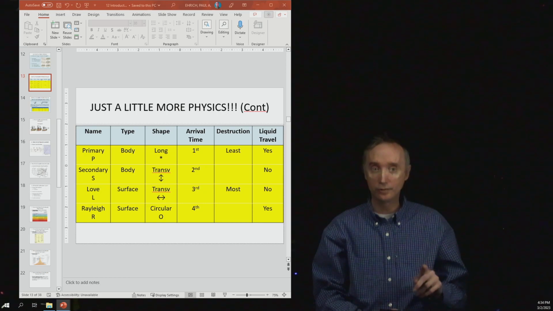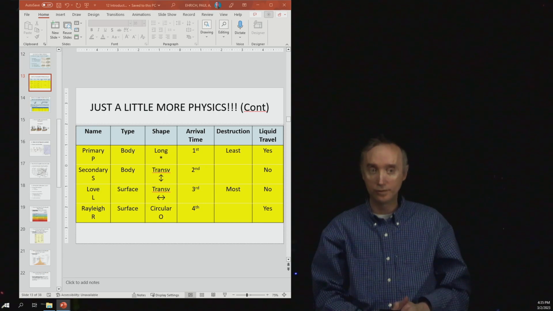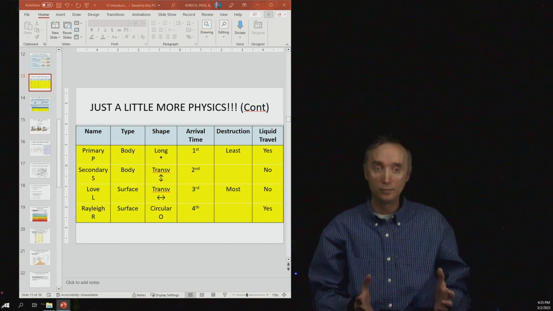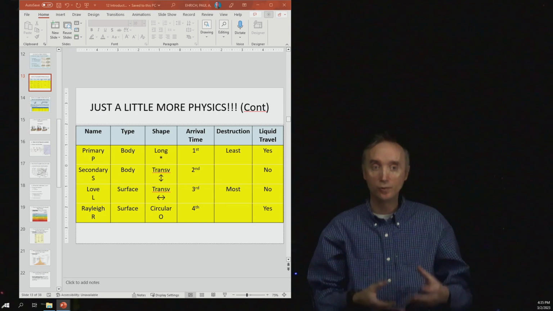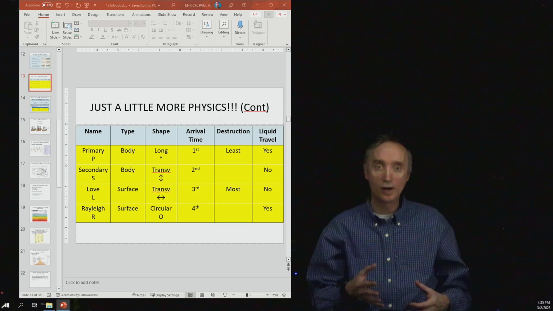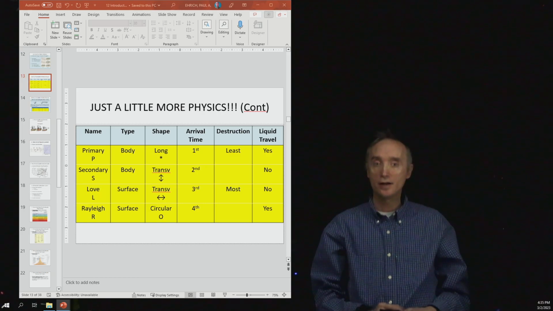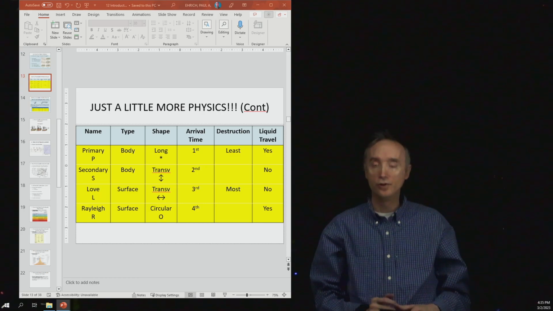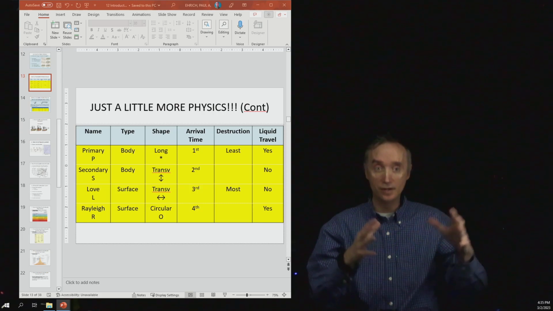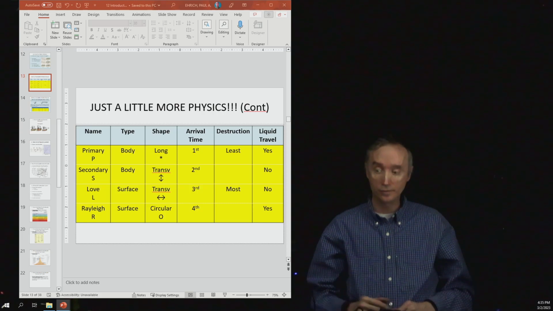And now this is very important. Which kinds of waves can travel through a liquid? It could be water, but mainly anything that is in a liquid form. The P waves can travel through it, but S waves cannot. And then Love waves, they cannot travel through a liquid, but Rayleigh waves, they can. So just keep that in mind, because that's going to be very useful for knowing the different layers of the inside of the earth by using earthquake waves.